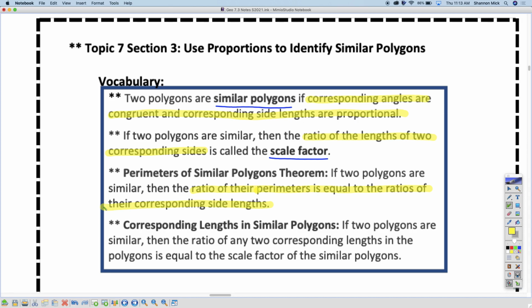Okay, corresponding lengths in similar polygons. If two polygons are similar, then the ratio of any two corresponding lengths in the polygon is equal to the scale factor of the polygon. And I've been interchanging ratio, proportion, scale factor, haven't I? They all go together.